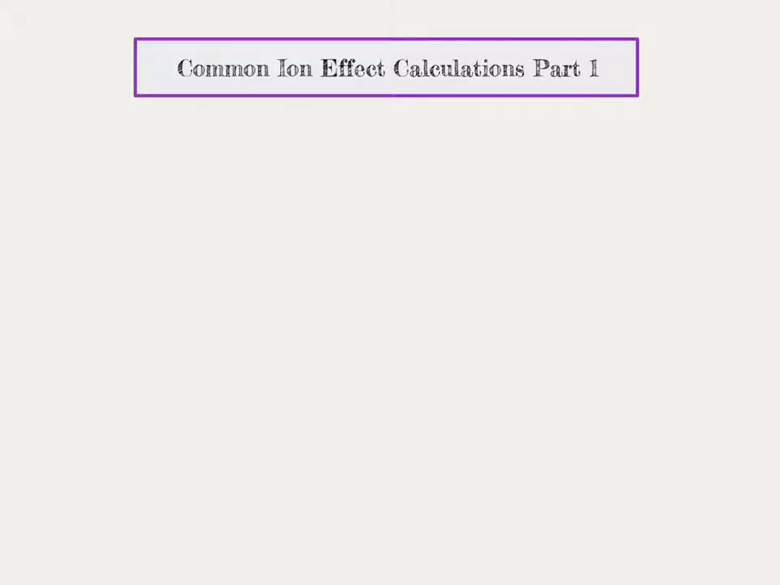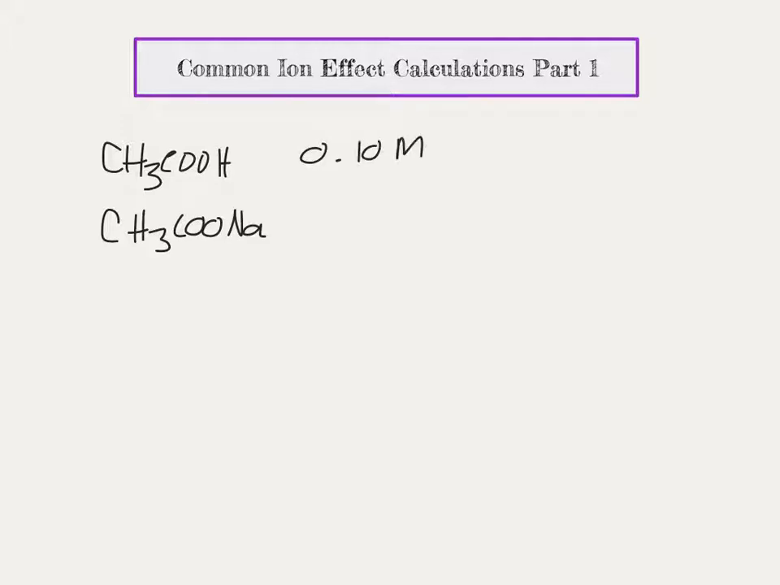Let's suppose that we want to make a solution out of acetic acid, CH3COOH, and its salt, sodium acetate. If you want to start with 0.10 molar, for example, of each solution, the normal question for these is, what's the pH of the resulting solution?